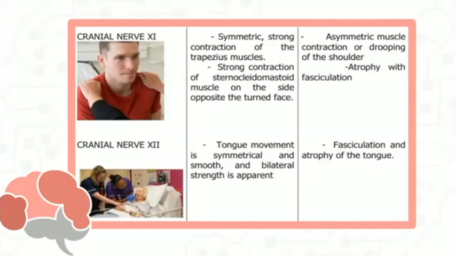Normally, the simultaneous contraction of the paired genioglossi muscles causes the tongue to protrude straight forward. During the examination of the patient, it is important to remember that a unilateral lesion of the hypoglossal nerve will cause the tongue to deviate towards the side of the lesion or the impaired side, since the functional genioglossi on the intact side is unopposed by the paralyzed genioglossi on the lesion side.